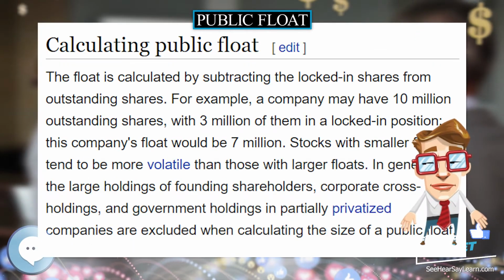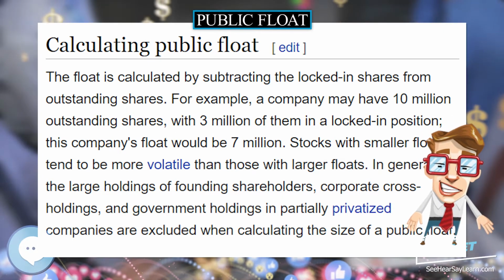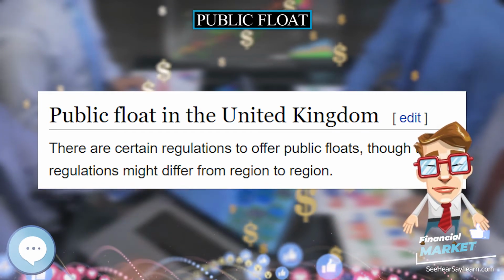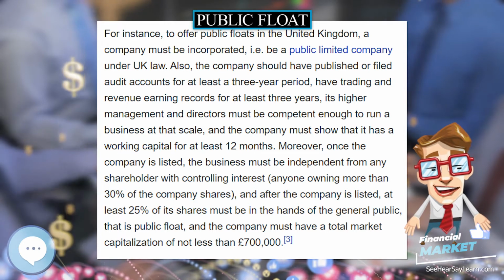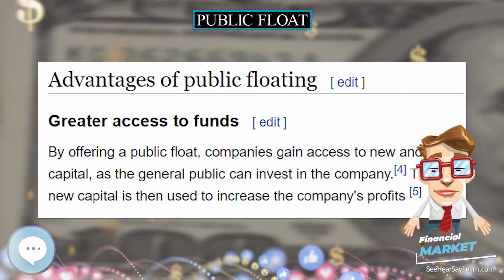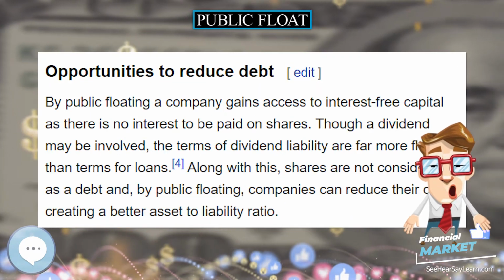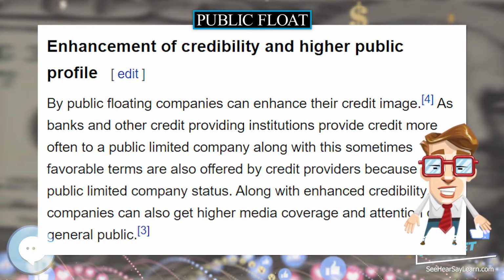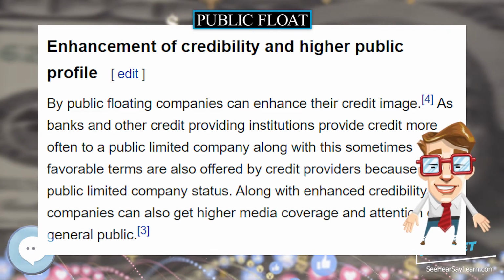Moreover, once the company is listed, the business must be independent from any shareholder with controlling interest, anyone owning more than 30% of the company shares, and after the company is listed, at least 25% of its shares must be in the hands of the general public, that is public float, and the company must have a total market capitalization of not less than £700,000. Visit SecondGov for public float regulations in the USA.